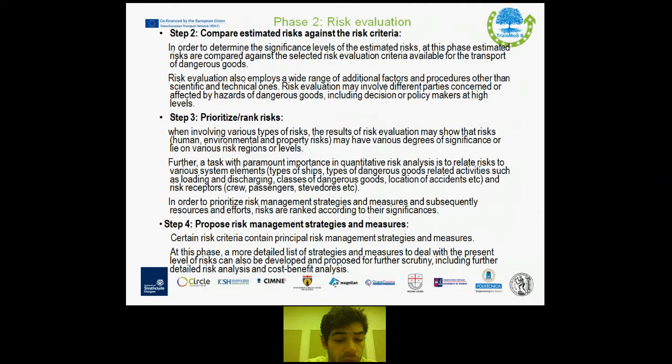Certain risk criteria contain principal risk management strategies and measures. At this phase, a more detailed list of strategies and measures to deal with the present level of risk can also be developed and proposed for further scrutiny, including further detailed risk analysis and cost-benefit analysis.